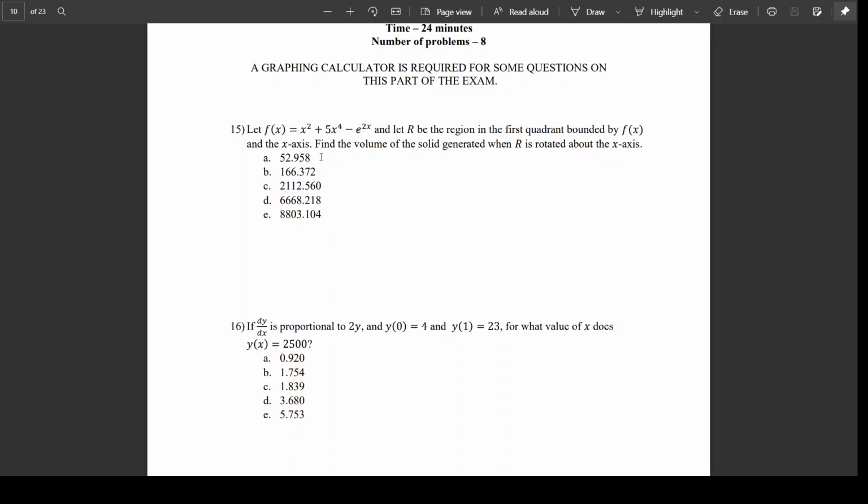Let f of x equals x squared plus 5x to the 4th minus e to the 2x, and let R be the region in the first quadrant bounded by f of x and the x-axis. Find the volume of the solid generated when R is rotated about the x-axis.